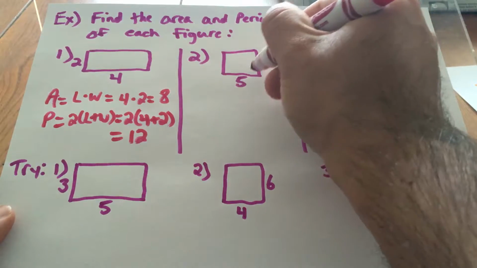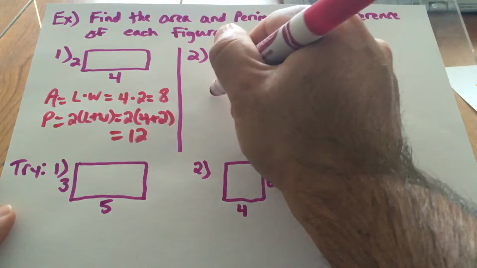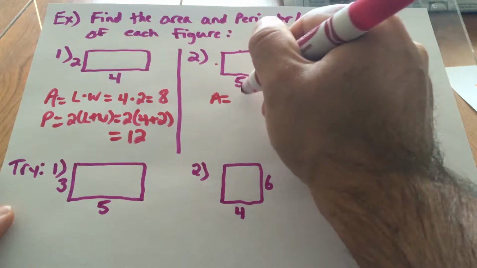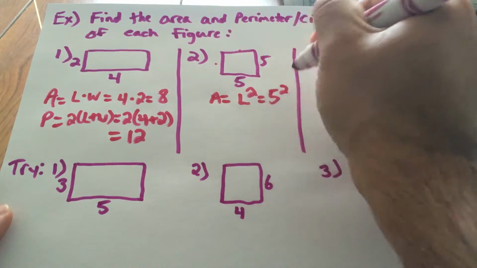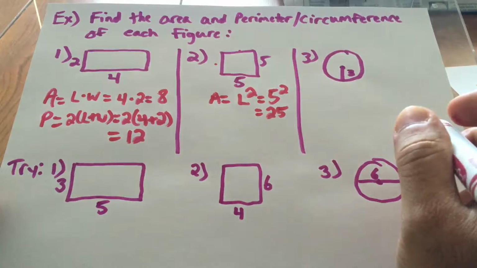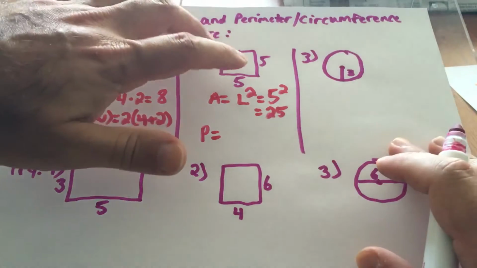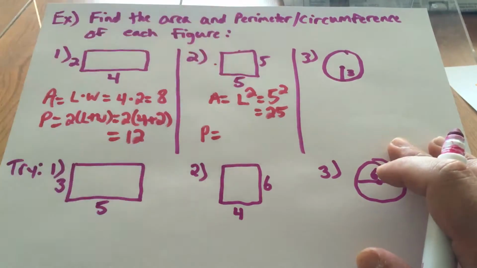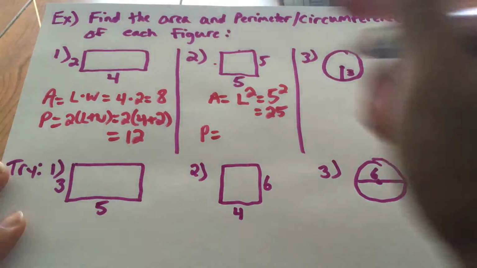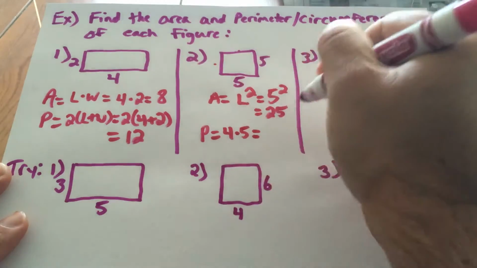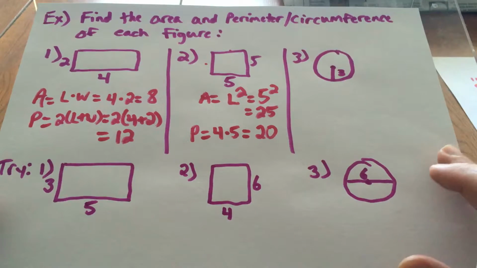For the square, notice this is a square because these two sides are the same, which means these two sides are also equal to 5. The area, remember again, is going to be L squared, or in this case, whatever the length is, 5. So our area is going to be 25. 5 squared is 25. We want to do the perimeter. Remember, you have a choice. Add up all the sides, 5 plus 5 plus 5 plus 5, or you can use the perimeter formula 4 times L. In this case, L is 5, so 4 times 5 is 20.